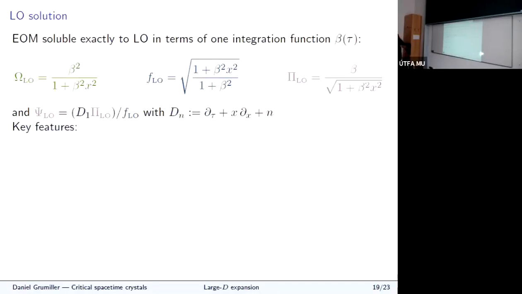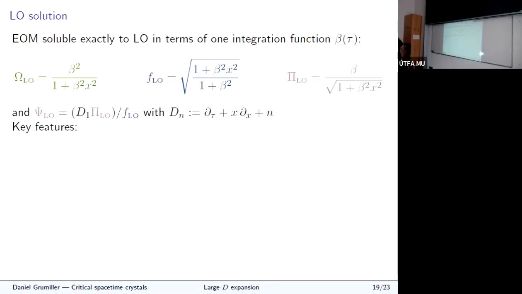Okay. So this is the result for the leading order solution, and it's surprising that it's so simple. Usually when you get some non-trivial GR solution that is time dependent, it's either physically meaningless or so complicated that you can't write it in closed form. Here, you can write it in terms of very elementary functions.